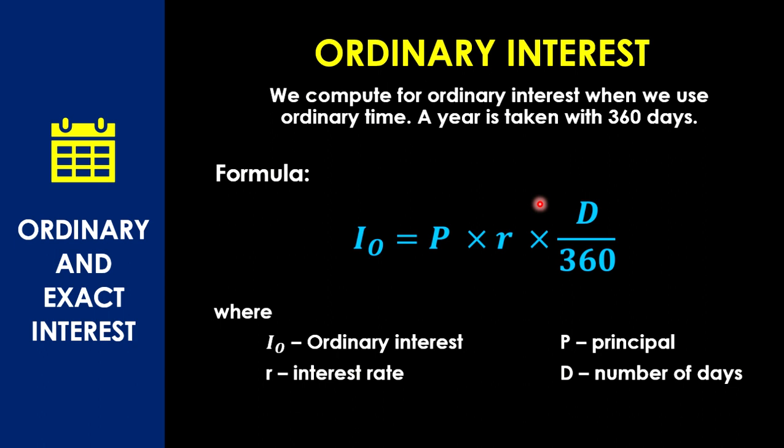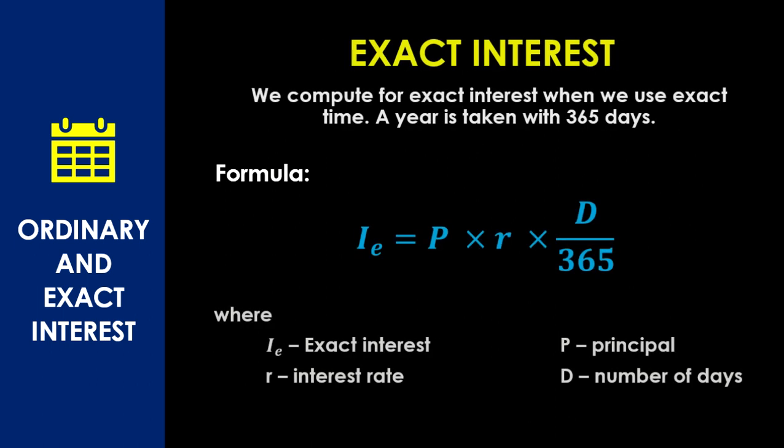And then we have our formula here for the ordinary interest and exact interest. As you can see, it's in the nature of simple interest. We have the principal times the rate times the time. But in this case, for ordinary interest, we take the number of days and divide it by 360. On the other hand, we have the exact interest wherein we'll have the principal times rate times the number of days divided by 365, since this is exact time.